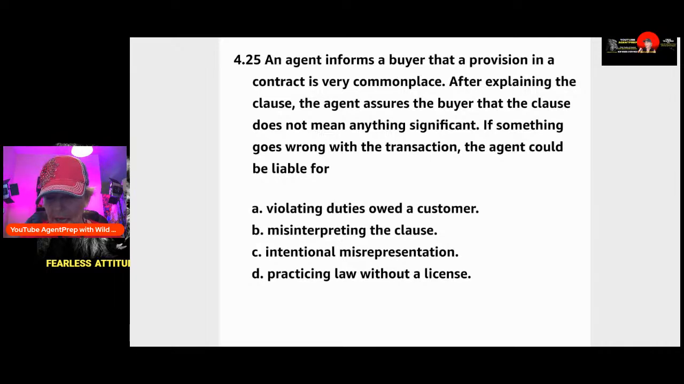Type your answer in the chat. Paige, you wrote 25, but which answer? Oh, typo. Yeah, I do that too. Type it up, type it up.